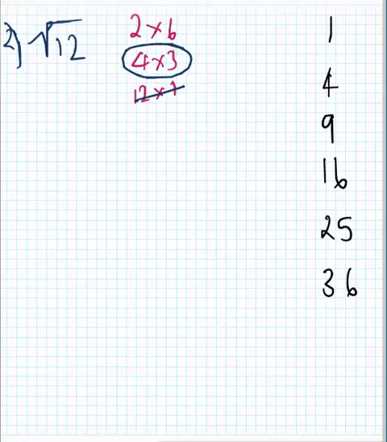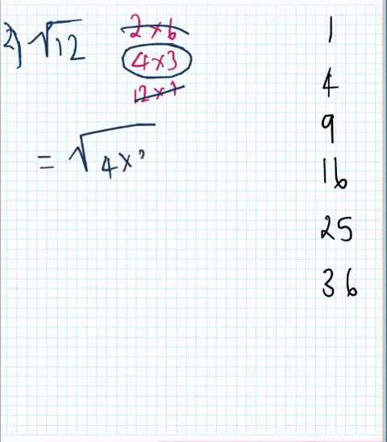2 times 6, 2 is not a perfect square. And is 6 here at all? No, we can't see 6, so we can't use that one either. So we'll use 4 times 3. So now our next step is to write 12 as 4 times 3, still under the square root.